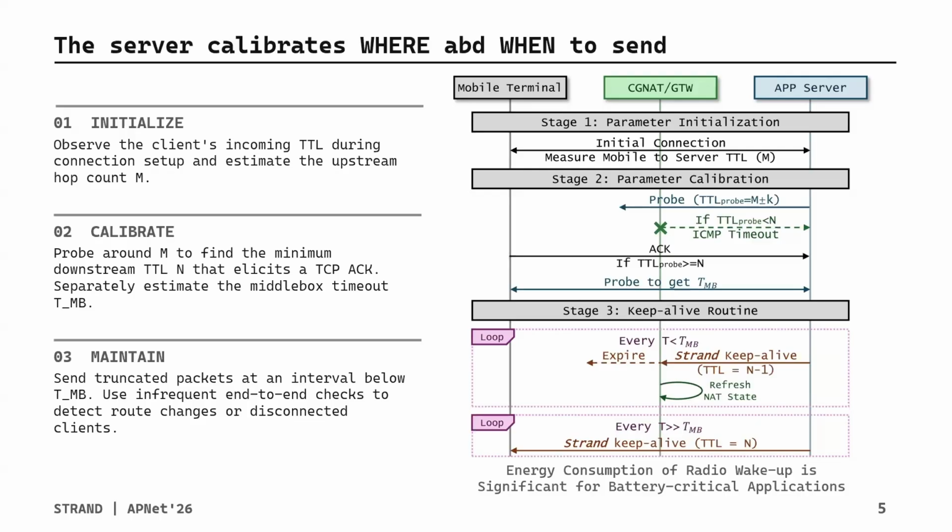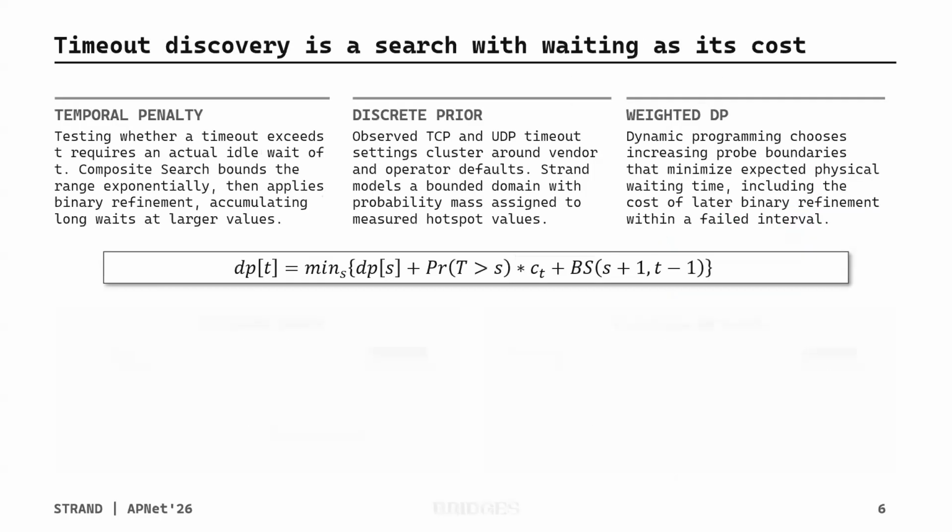Separate timeout probing chooses an interval below the gateway threshold. After calibration, the server sends truncated packets on that schedule. A low-frequency end-to-end check remains necessary because these packets could preserve the gateway state after a phone disconnects. Failed checks let the server release a stale socket or restore client-driven maintenance. Route changes similarly trigger a recalibration or fallback, so no client modification is required.